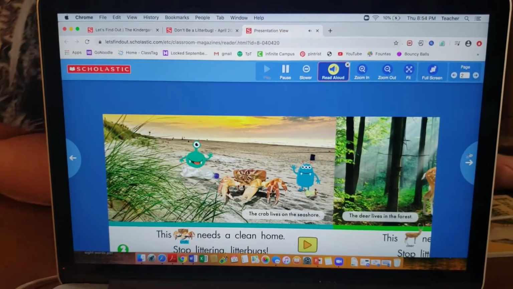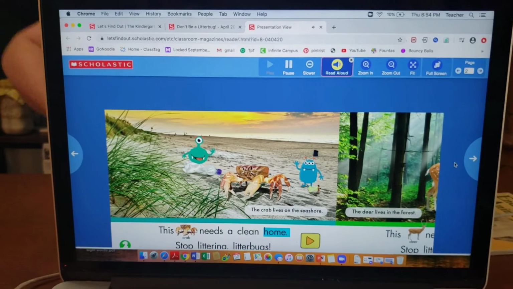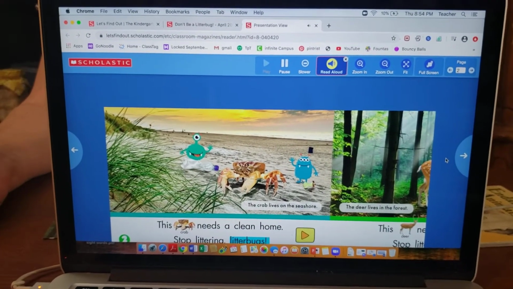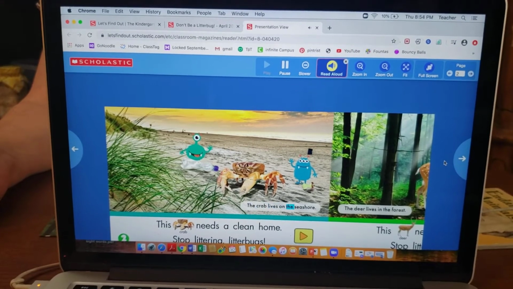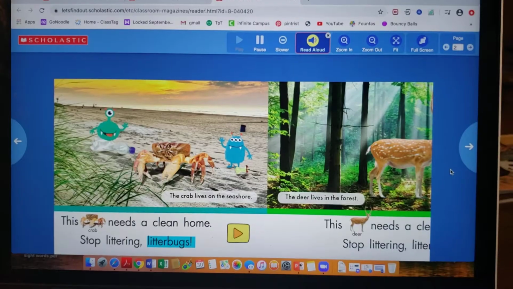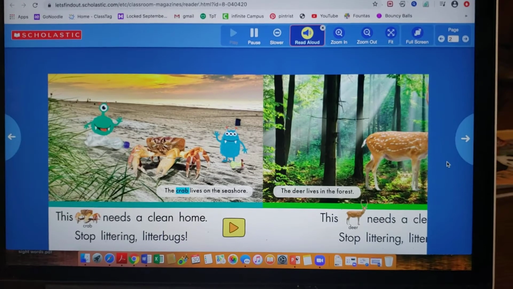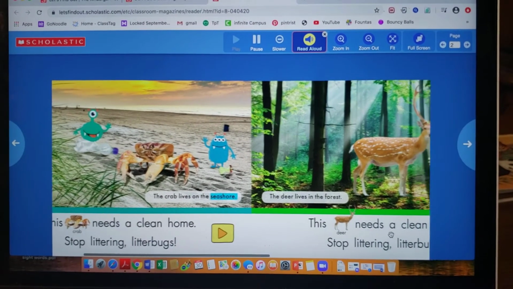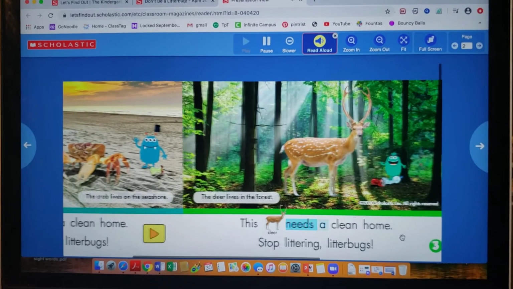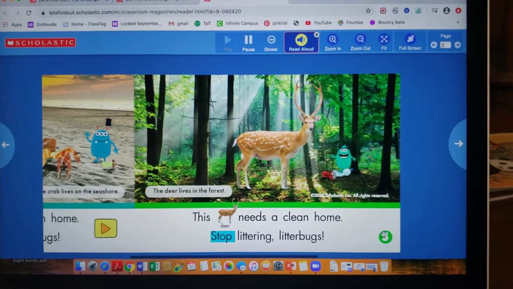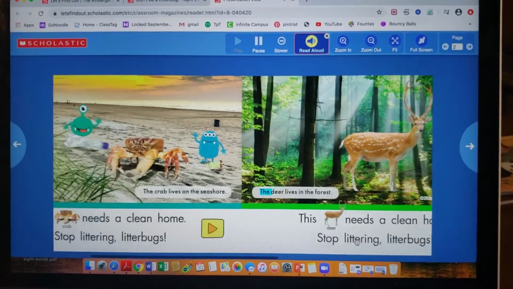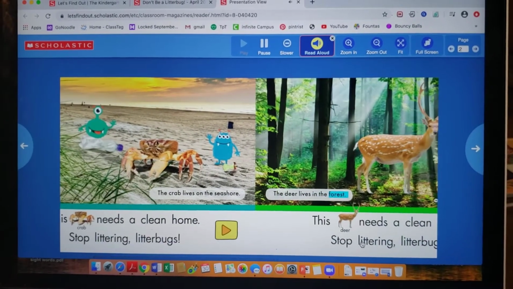This crab needs a clean home. Stop littering, litter bugs. The crab lives on the seashore. This deer needs a clean home. Stop littering, litter bugs. The deer lives in the forest.